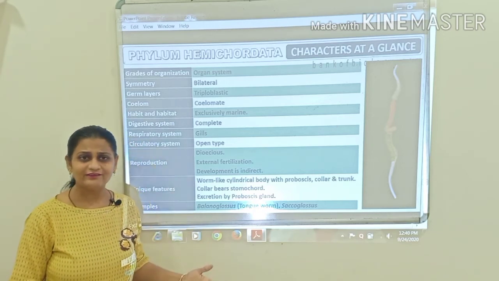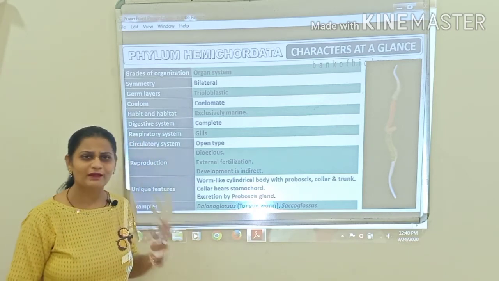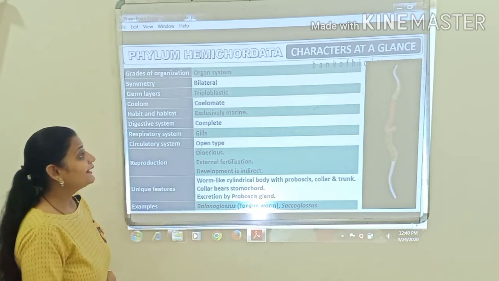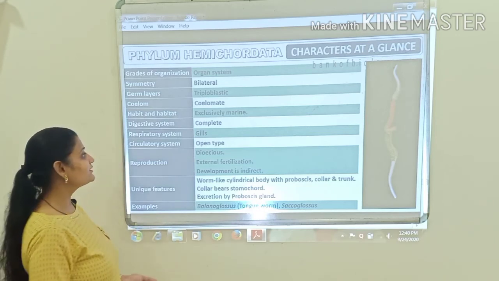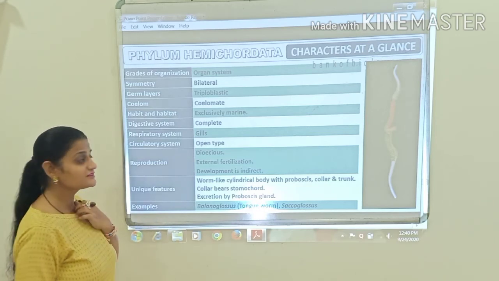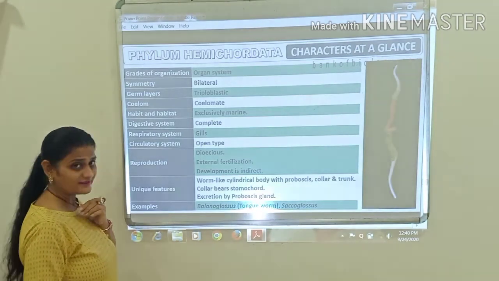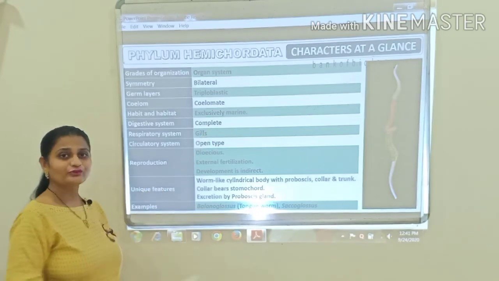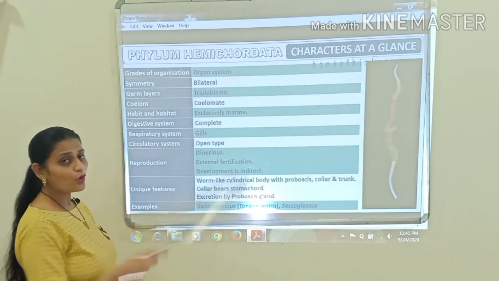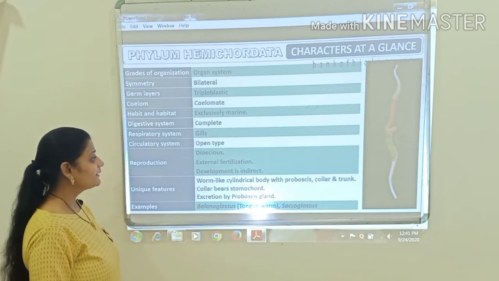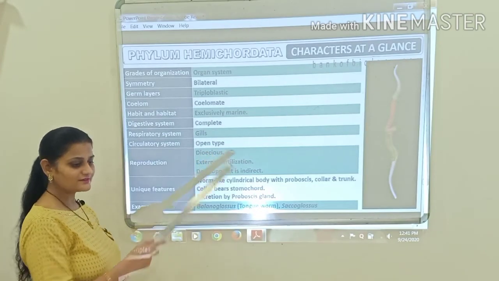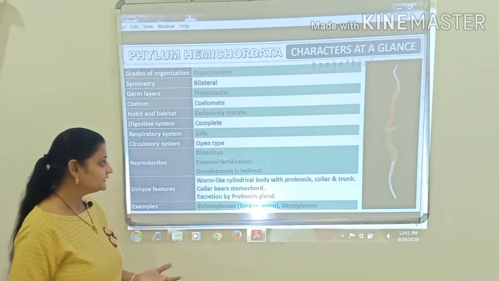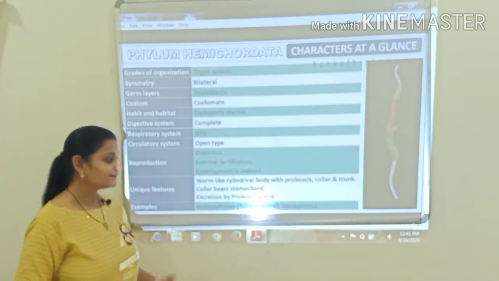They are bilaterally symmetrical. They are triploblastic organisms. They have true coelom, so they are coelomates. They are exclusively marine organisms. They have complete digestive system. Okay, digestive system has the 2 openings, mouth and the anus. They respire through their gills. Okay, then they have open type of circulatory system. Organisms are dioecious, that is male and female individuals are separate. Fertilization is external and development is indirect.